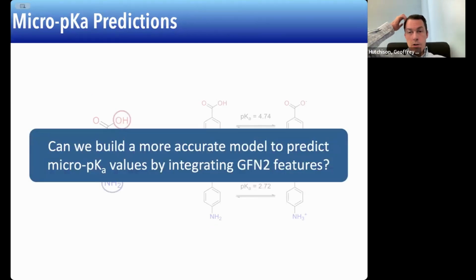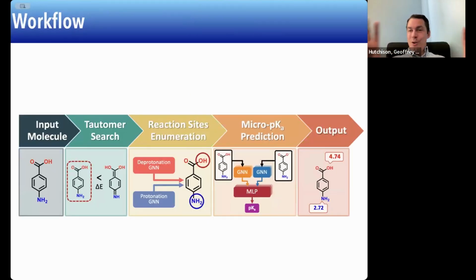Right, and then our goal is we want to integrate some of these quantum chemical features from GFN2. So that requires a whole workflow. You get the input molecule, but you have to do a search for relevant tautomers because the protonation of your input may not actually be the relevant protonation or tautomer state in solution. Then we need to figure out which sites are actually reactive. For example, those aromatic CH bonds are probably not reactive. And then we do the micro pKa prediction on each of them.